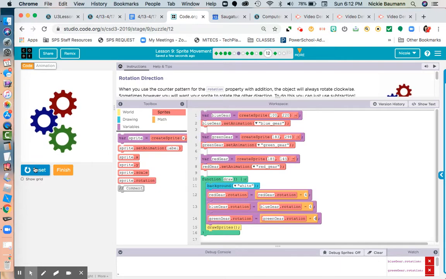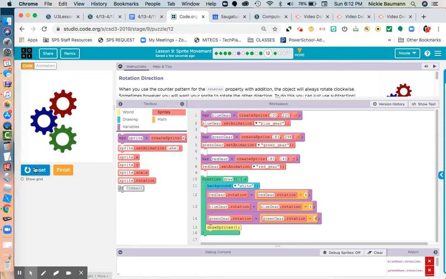So this is a little bit different than the X and Y. This one, we're rotating it. So if you were creating some kind of object that was rotating in a circle versus moving up and down and left and right, you could use dot rotation.